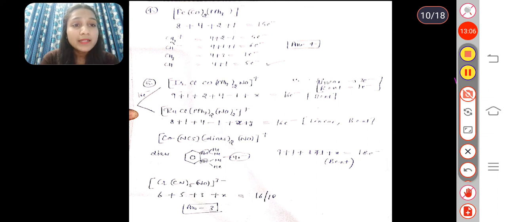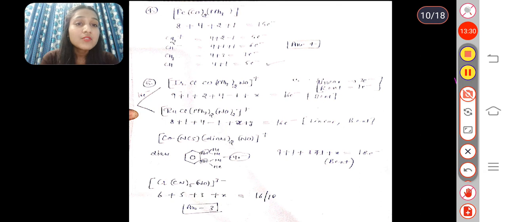So for cobalt it is 9, for NO it is 1, and for this we have 2 dienes here, so it is 8 minus 1 plus X. X here is NO, so if we have to make it 18 electron, then we need only 1 electron here. So it is bent, because bent donates 1 electron and linear donates 3 electrons.